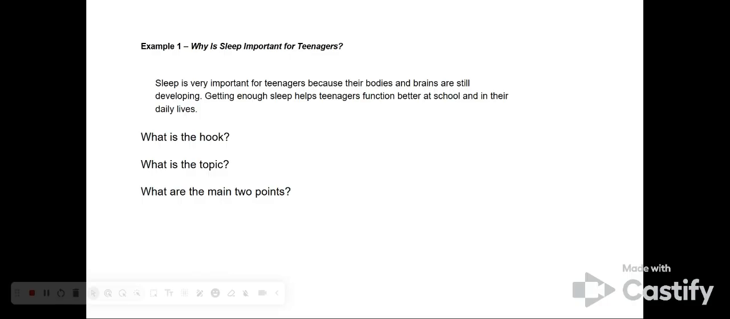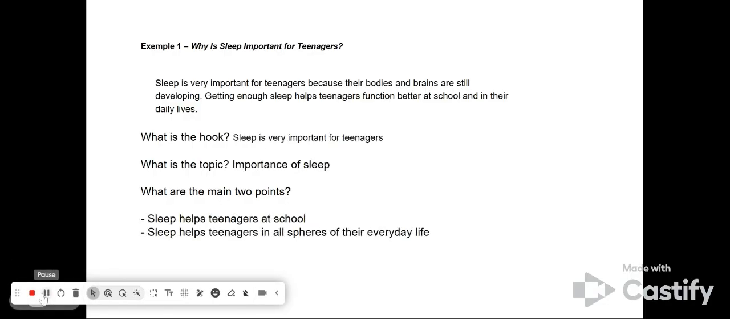I want you to take a moment now to look at the introduction and question yourself. So, what is the hook? What is the topic? And what are the two main points that will be discussed in the text? So you will have guessed that the hook is sleep is very important for teenagers. The topic is the importance of sleep, and the 2 points that will be discussed in the text are that sleep helps teenagers at school and that sleep helps teenagers in all spheres of their everyday life.